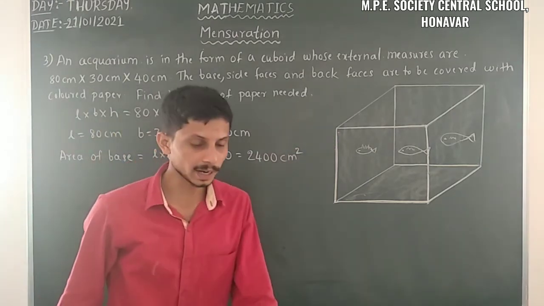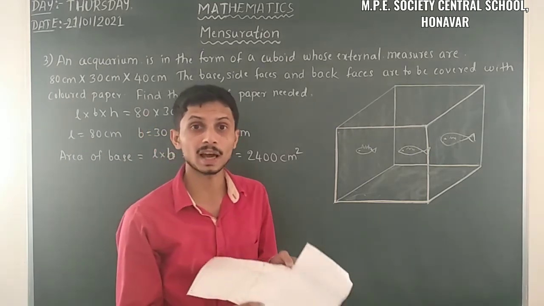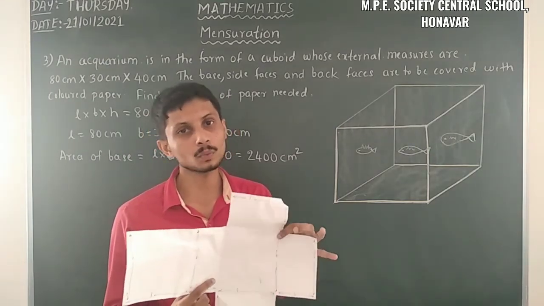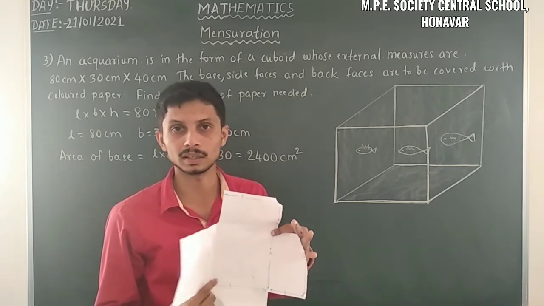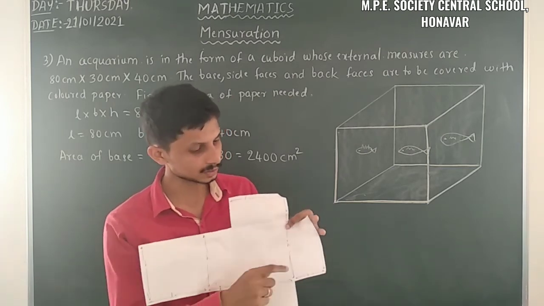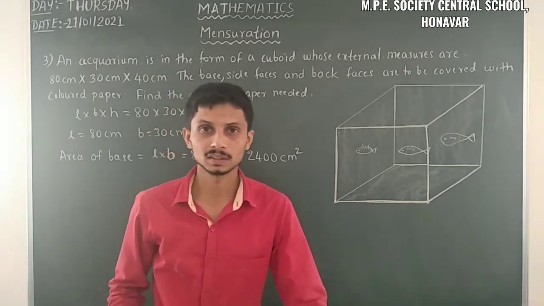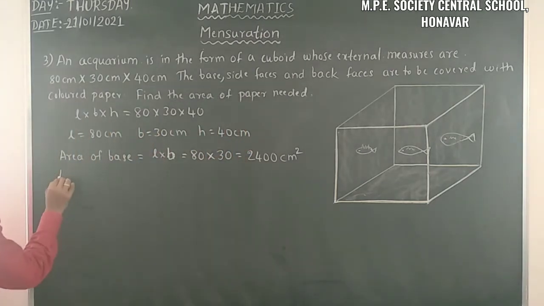Then we have to take the side faces. There are two side faces. Firstly we can find out one side face, then multiply it by 2, so we can get the total area. So firstly, just observe, the side face is B into H. So the area of side face.